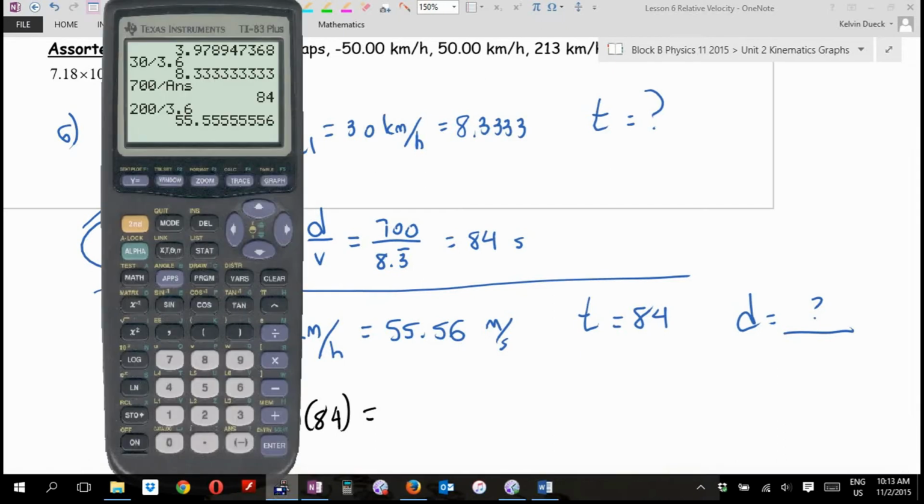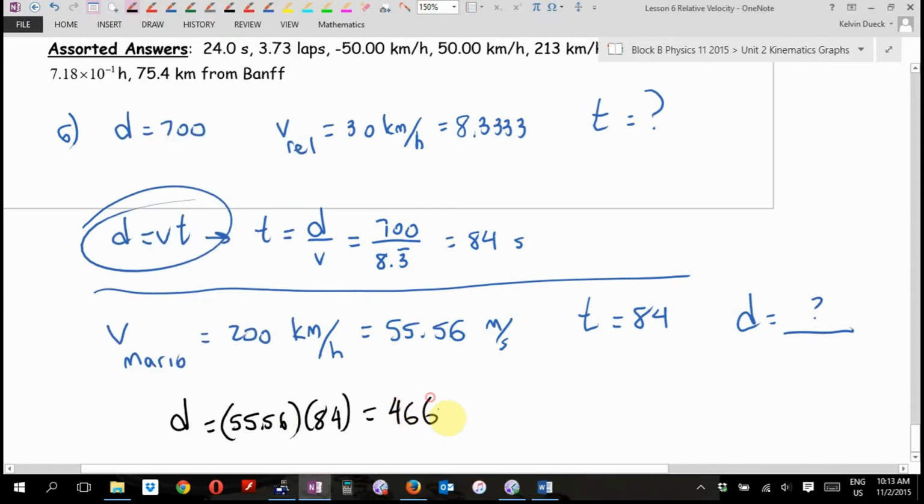I'm going to use my answer button. That's how many meters are going to have passed before he catches up. 466... This is not my final answer, so I'll carry extra sig figs. 4666.67 meters.